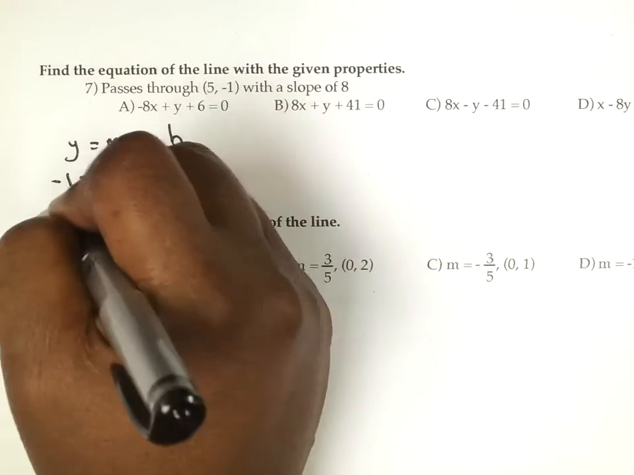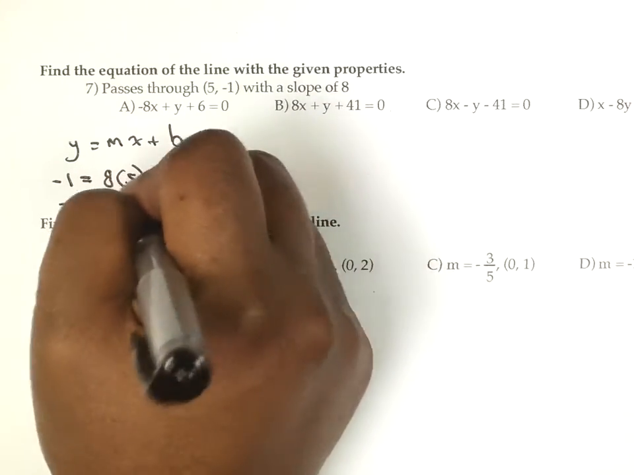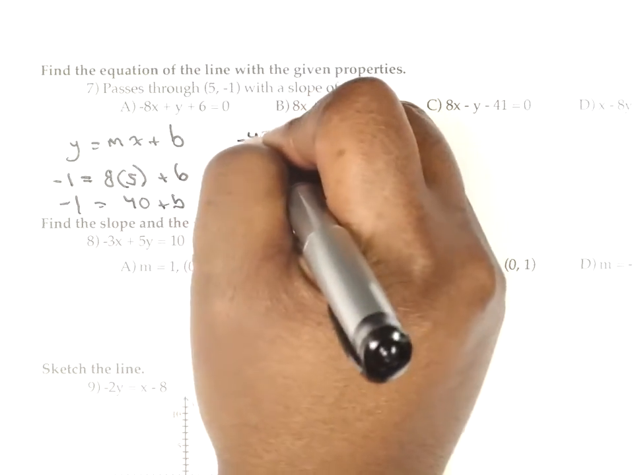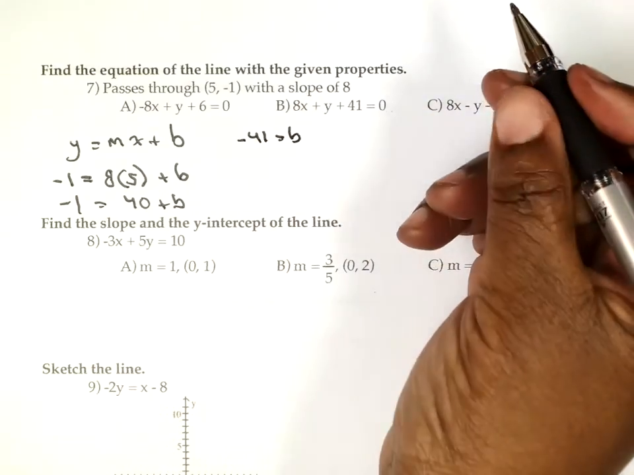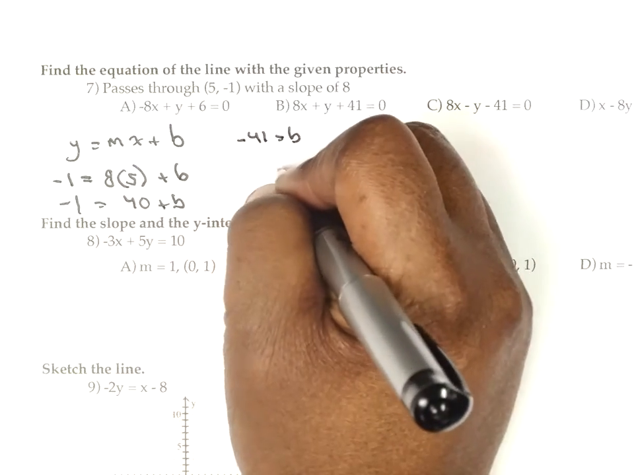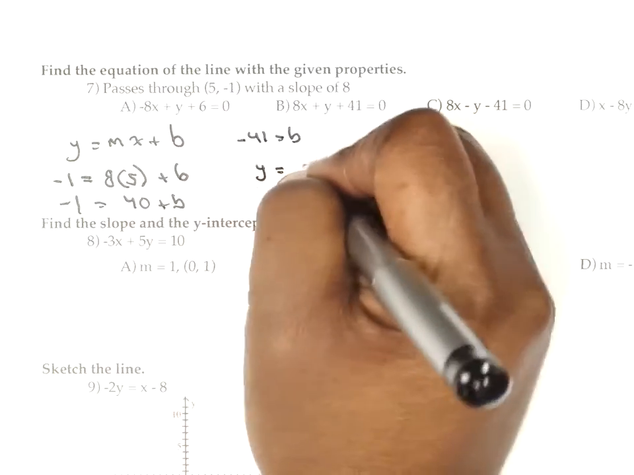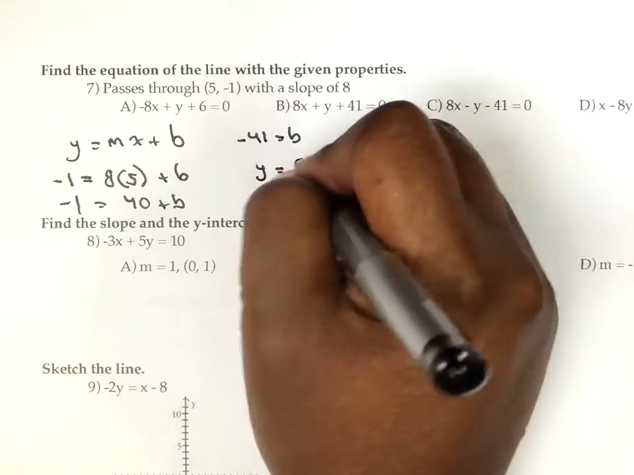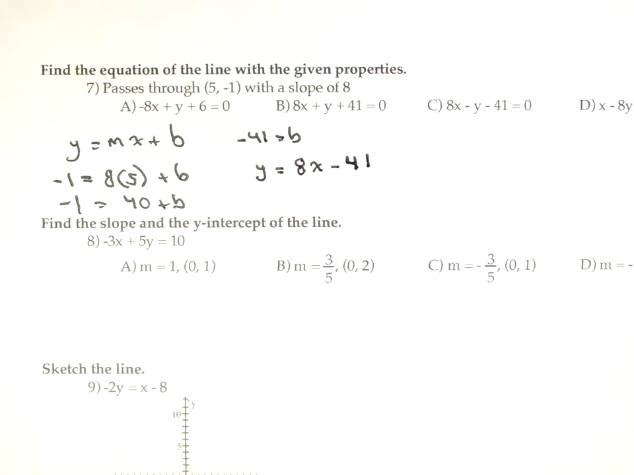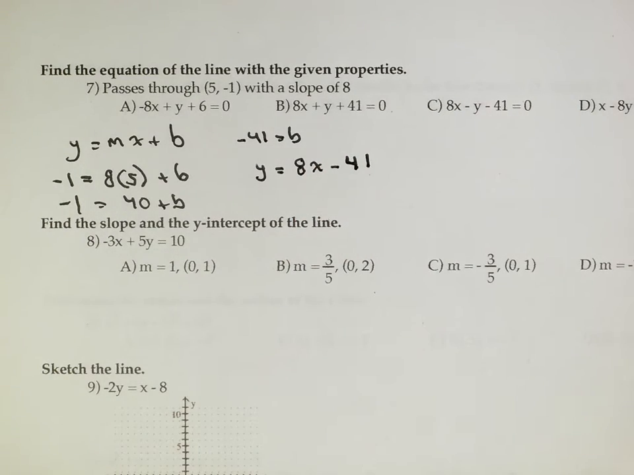So I get negative 1 equals 40 plus b. Subtract 40 from both sides, we get negative 41 is equal to b. So the equation in y equals mx plus b form is y equals 8x minus 41. They have it all listed in standard form.